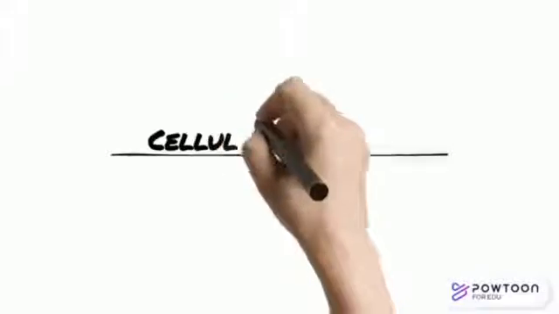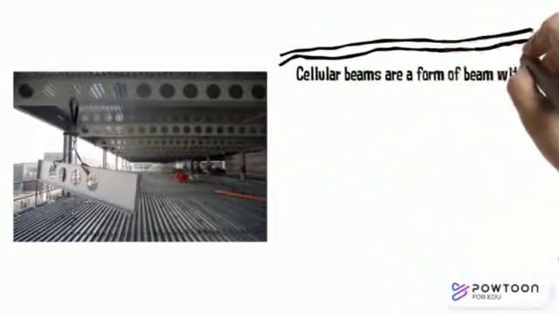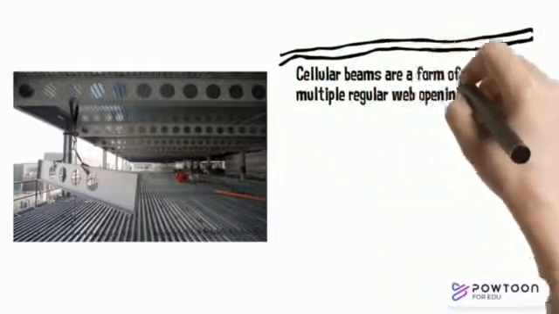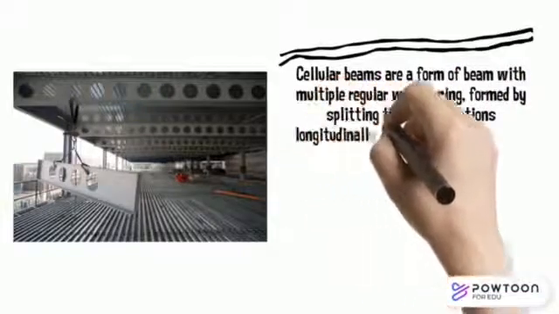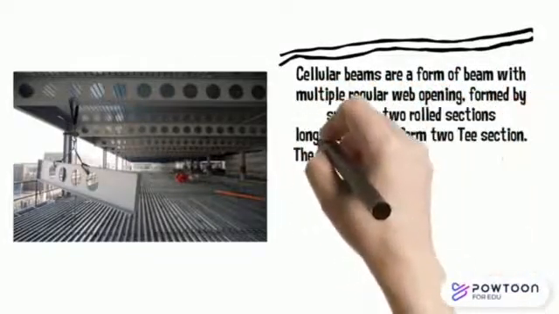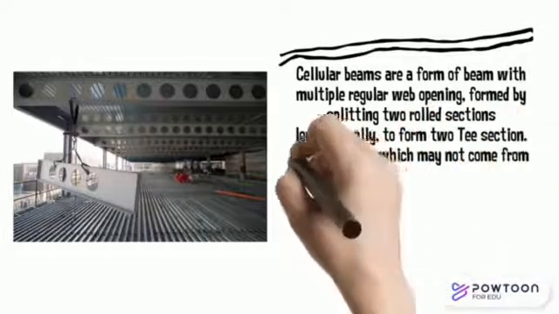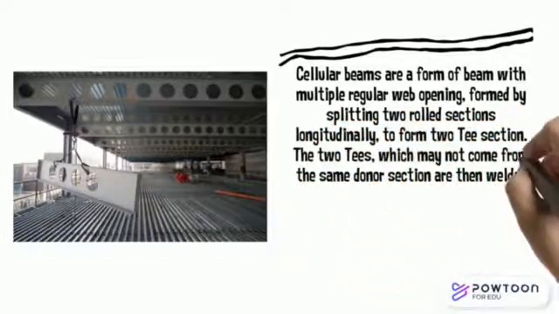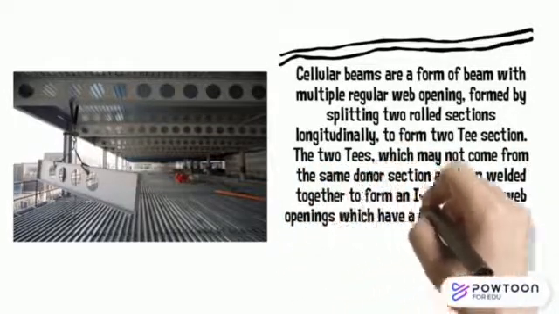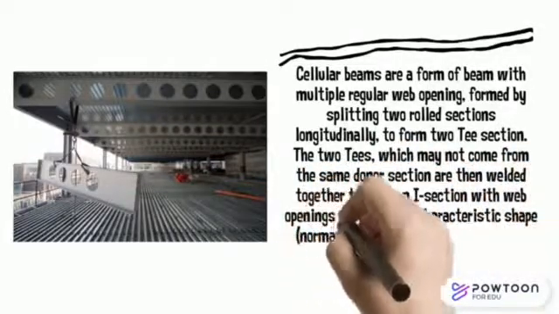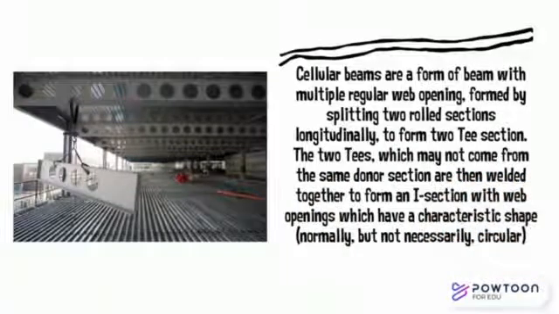This is cellular composite beams. Cellular beams are a form of beam with multiple regular web openings, formed by splitting a rolled section longitudinally to form two T sections. The two Ts, which may not come from the same donor section, are then welded together to form an I section with web openings which have a characteristic shape, normally but not necessarily circular.